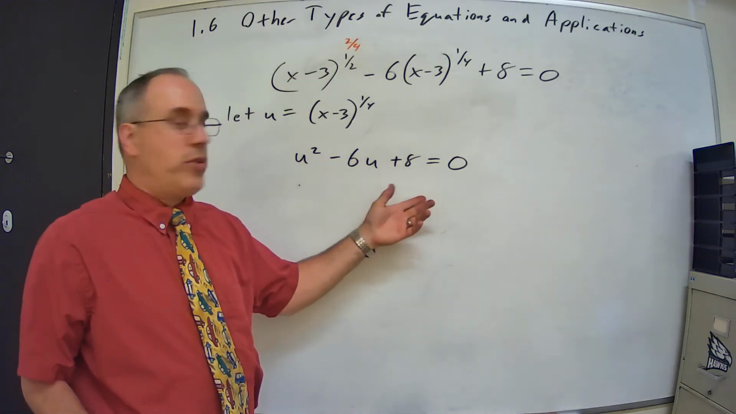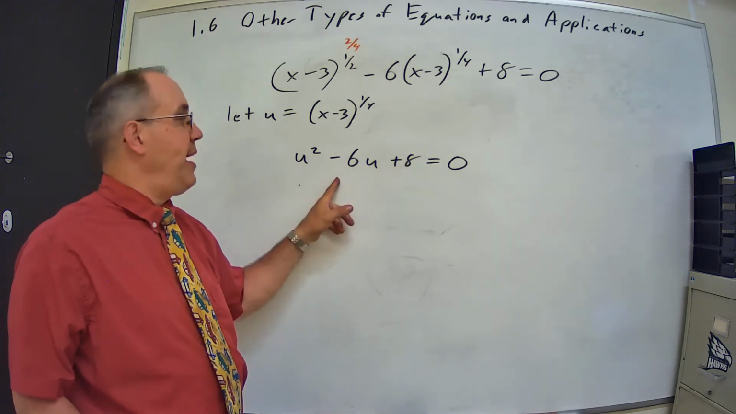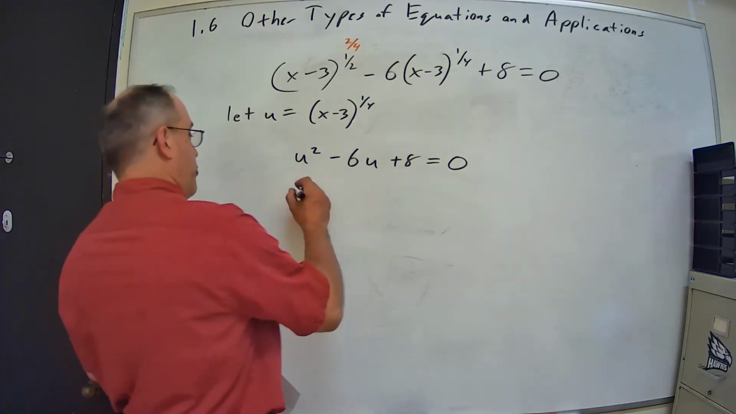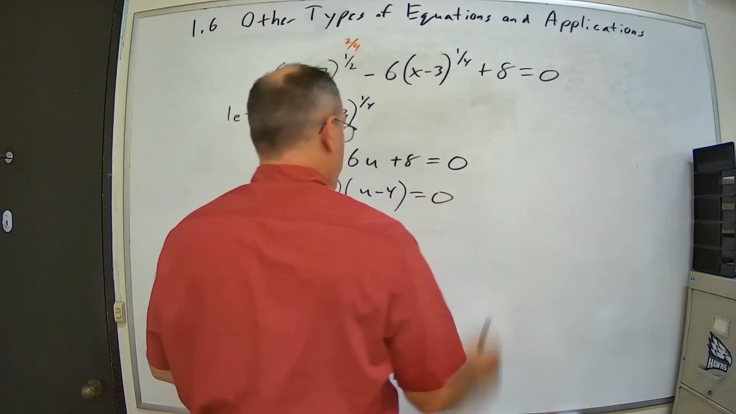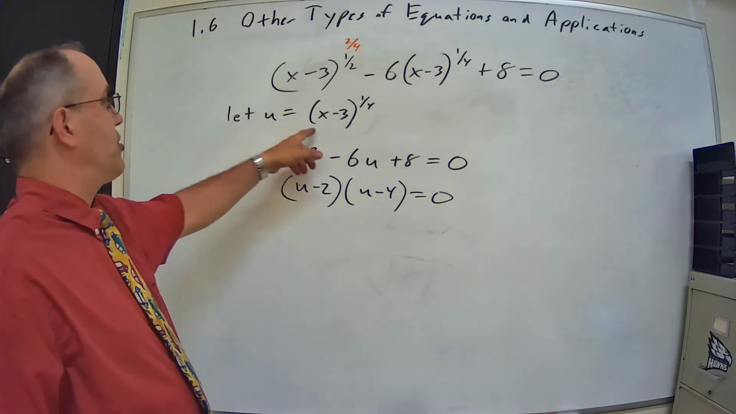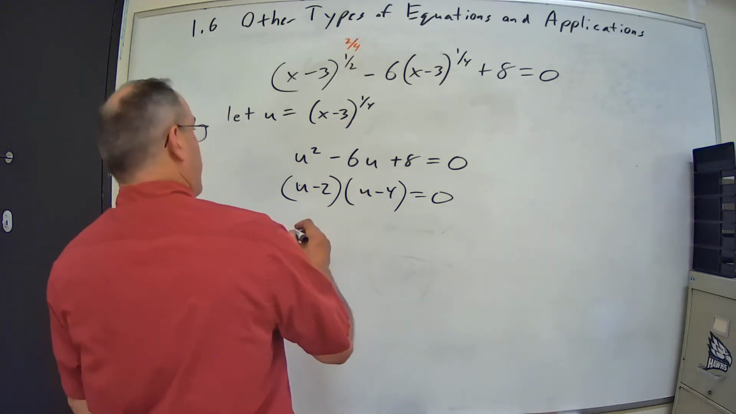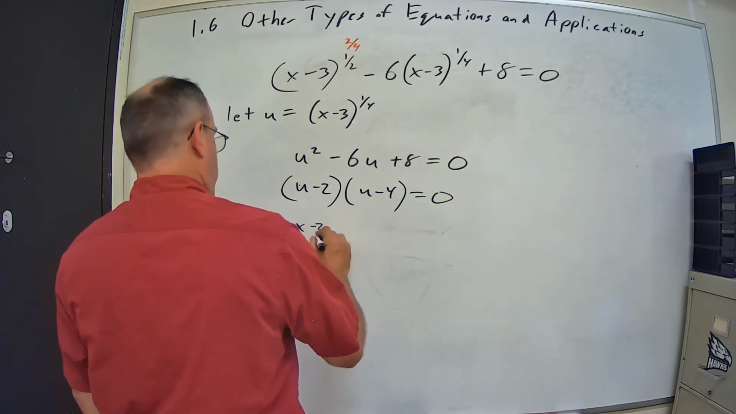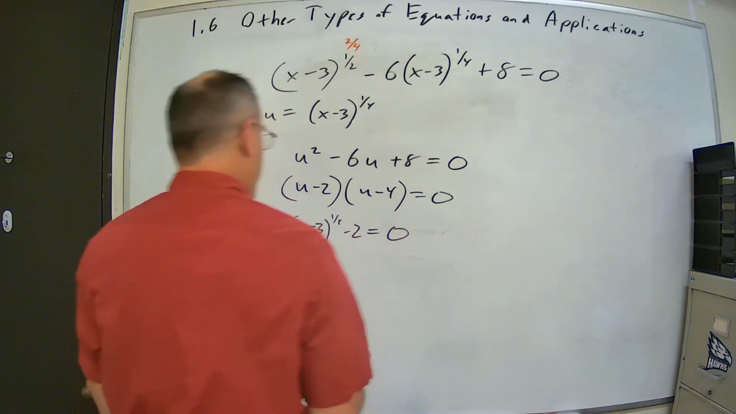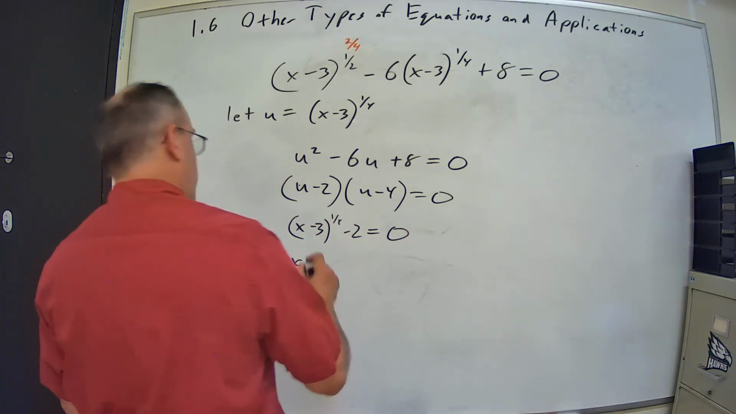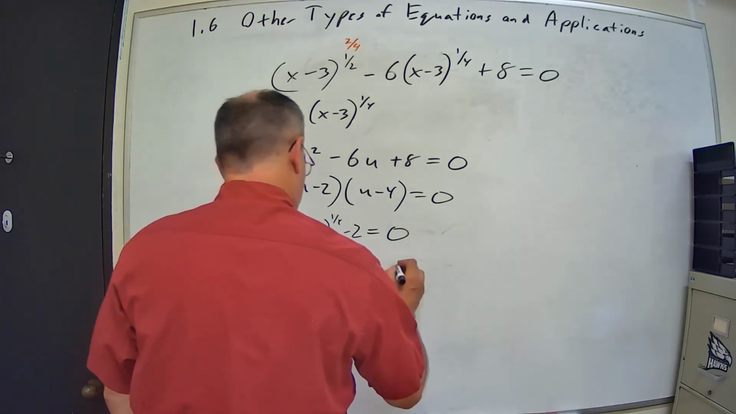Well, that's pretty easy to work with. Two numbers that multiply to 8 and add to -6. Signs are going to be the same, they're both going to be negative: -2 and -4. So we have (u - 2)(u - 4) = 0. Now I can go back and substitute this back in. And so I can say (x - 3)^(1/4) - 2 = 0, and (x - 3)^(1/4) - 4 = 0.